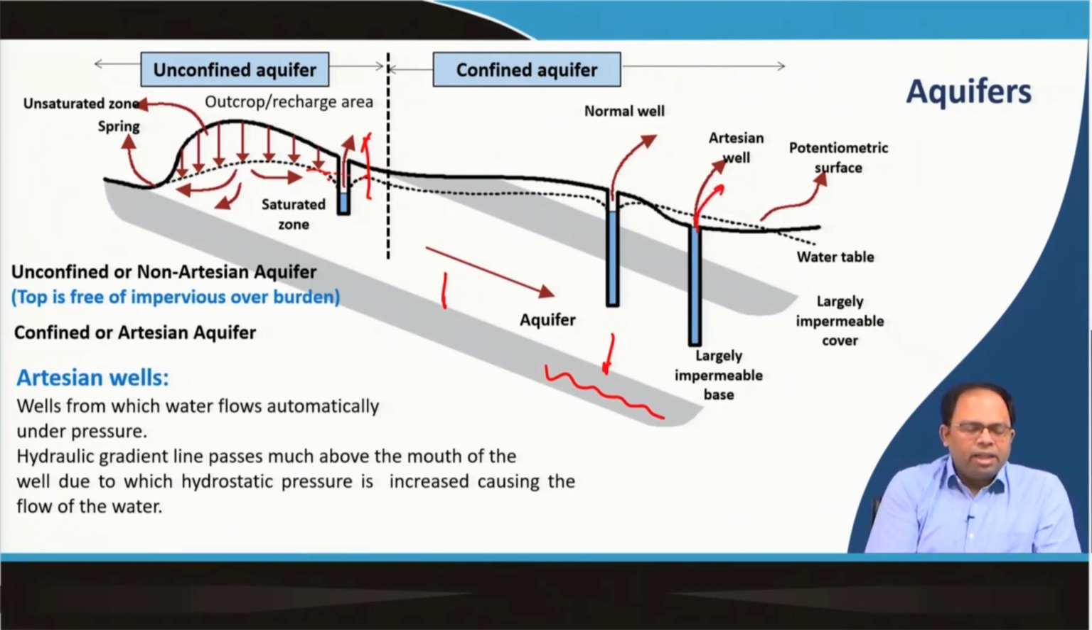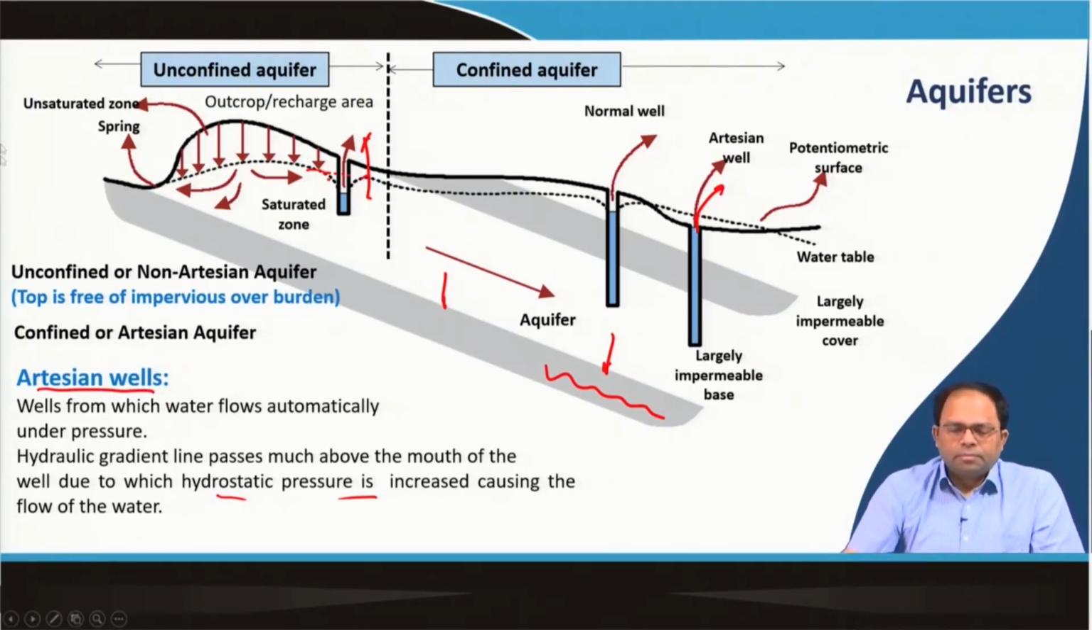So, this is known as an artesian well, right. Artesian wells are wells from which water flows automatically under pressure. Why? Because the water table is above. The hydraulic gradient line passes much above the mouth of the well, due to which hydrostatic pressure is increased, causing the flow of water. So, this kind of artesian well is also possible, and we also need to understand what are confined aquifers and what are unconfined aquifers.